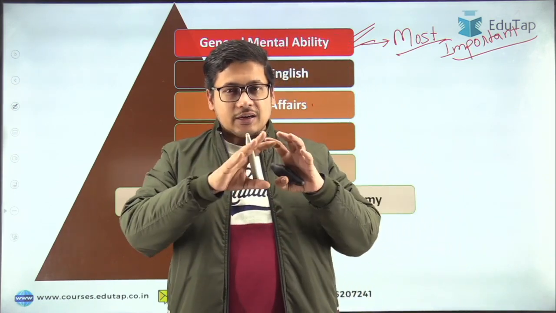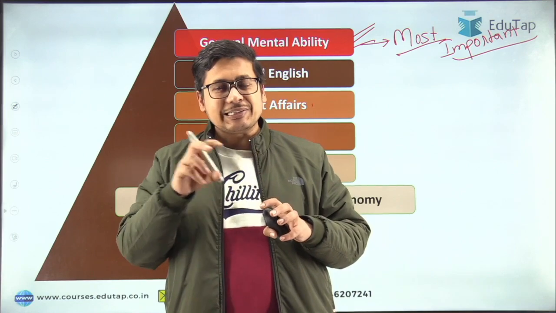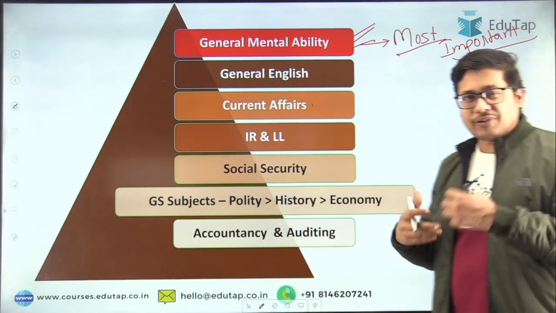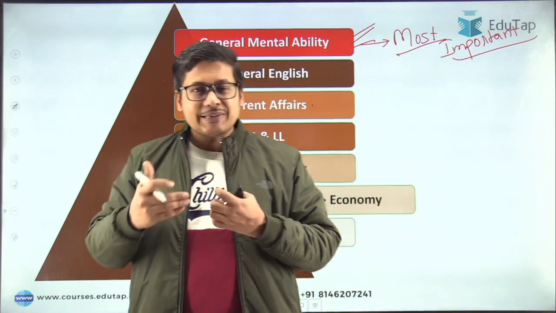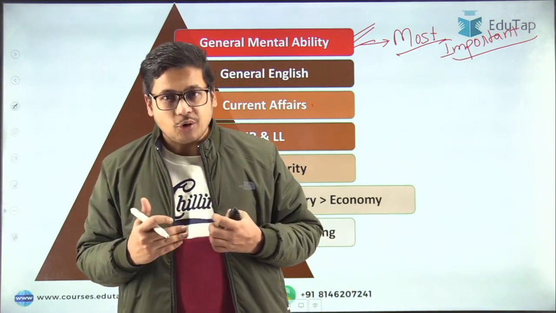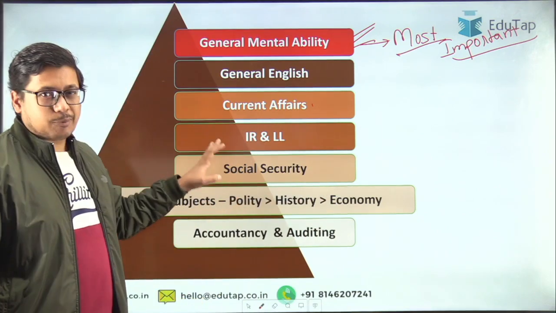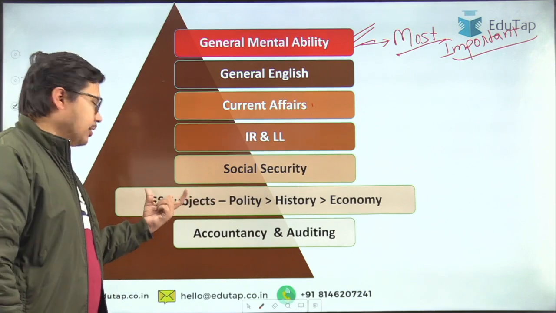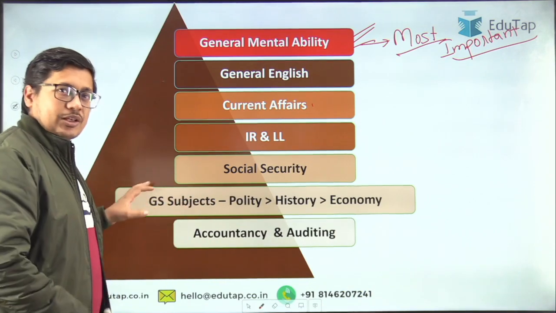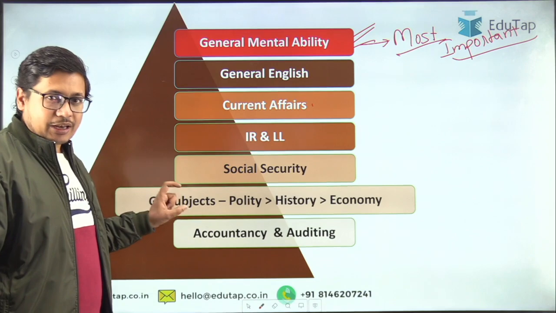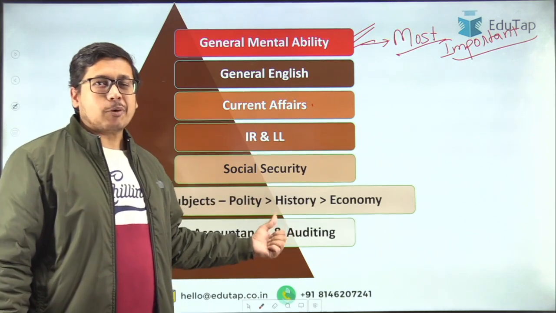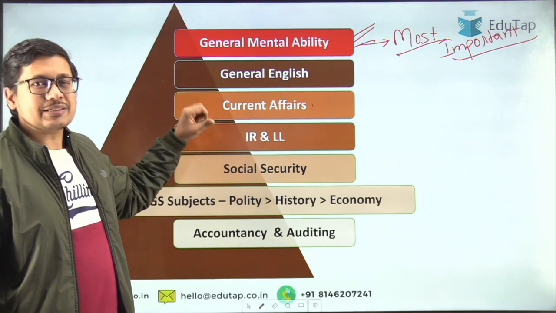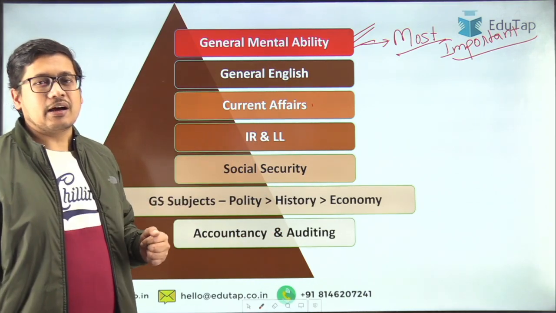But if we demarcate the number of questions between the different GS subjects, history, polity, economy, geography, environment, and all these different subjects, then the subject-wise importance of these subjects comes down. So general study subjects, I have put in the lower order of the hierarchy. But you must remember that in accumulation, the GS subjects are very important. But individually, polity, history, economy become much less important as compared to maths, English, current affairs, social security, or industrial relations.